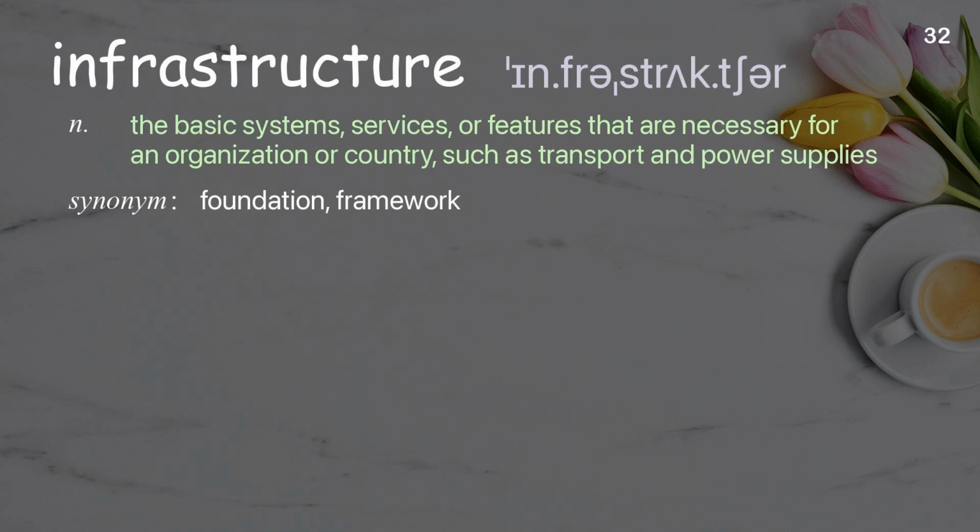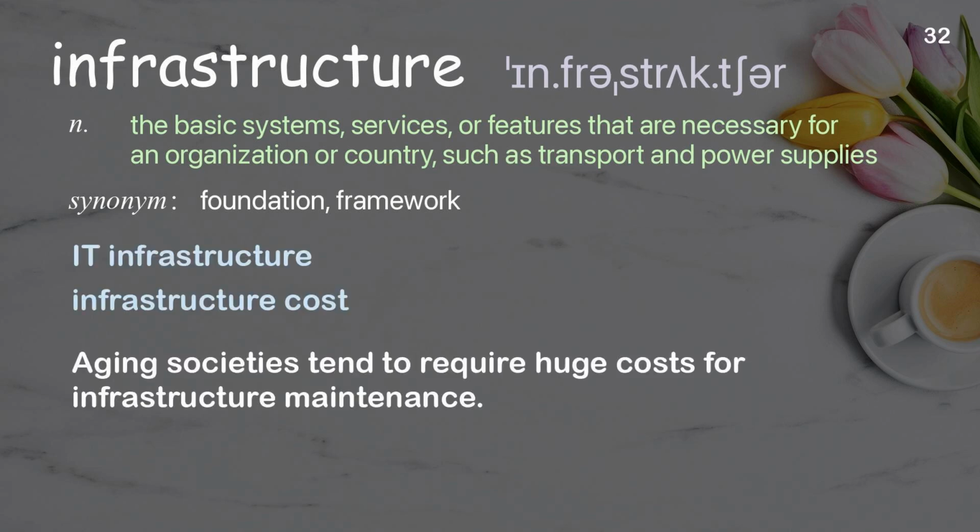Infrastructure. The basic systems, services, or features that are necessary for an organization or country, such as transport and power supplies. Examples. IT infrastructure. Infrastructure cost. Aging societies tend to require huge costs for infrastructure maintenance.